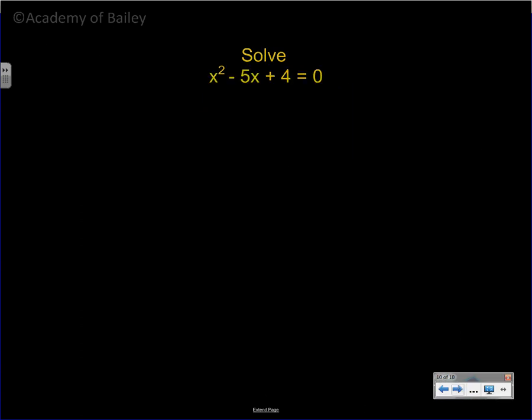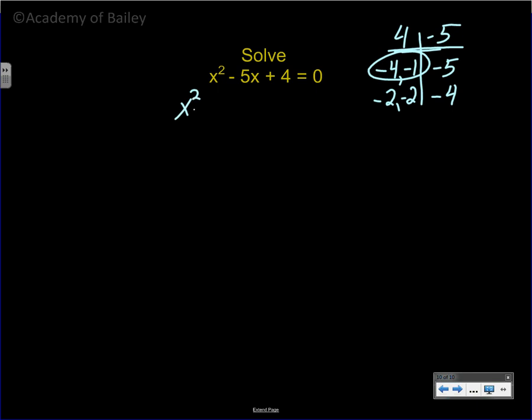And this last one already says equals 0. So you go ahead and work this out and see what you can come up with. Two numbers that multiply to get 4 that add up to get negative 5. Since they have to add up to get a negative number, I know both of them will be negative. And it looks like it's negative 4, negative 1.